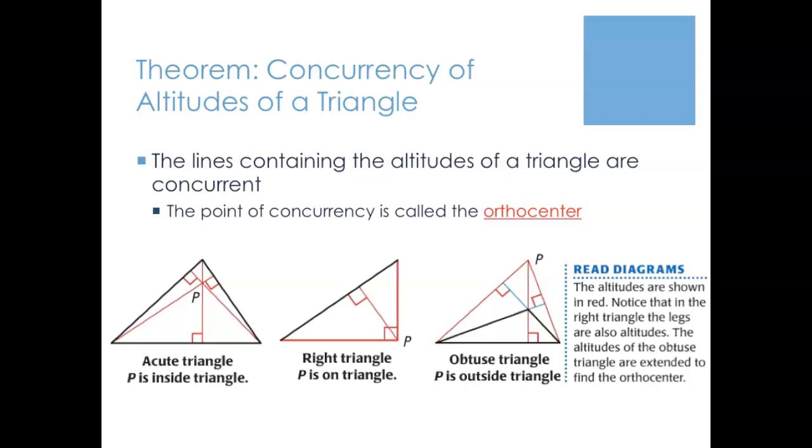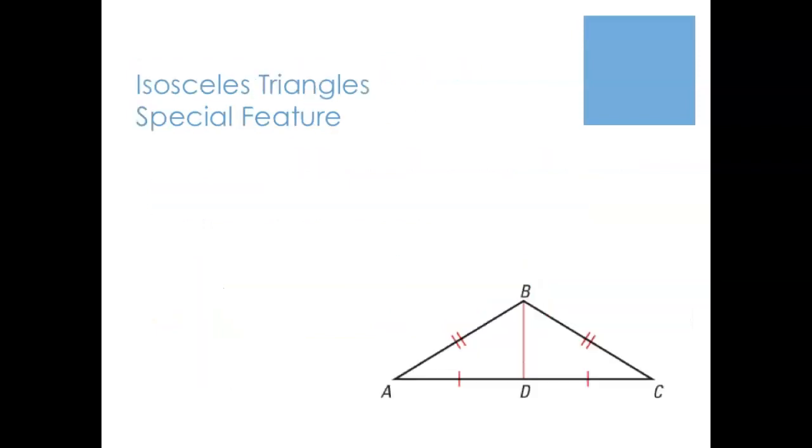Now, isosceles triangles have a special feature, now that we've talked about all these different parts within a triangle. So for an isosceles triangle, this line that's drawn here, BD, is actually the perpendicular bisector. That means that it bisects line AC and it forms right angles. So BD is perpendicular to AC, it's a perpendicular bisector. It's also an angle bisector. That means that angles ABD and CBD are equal to each other.